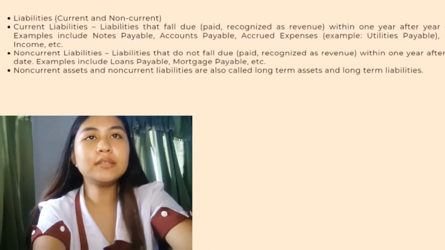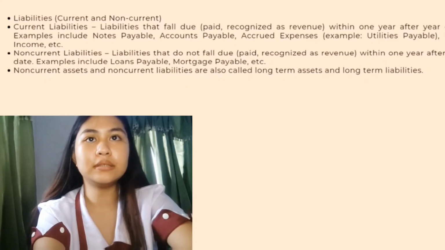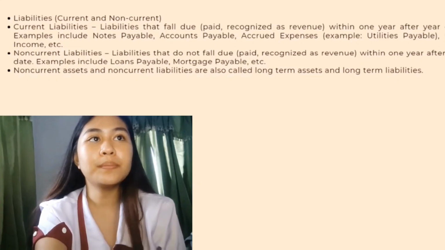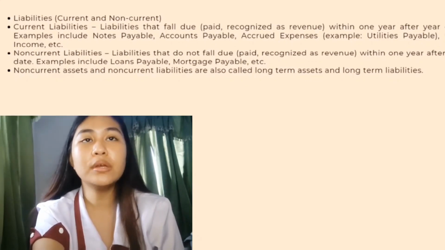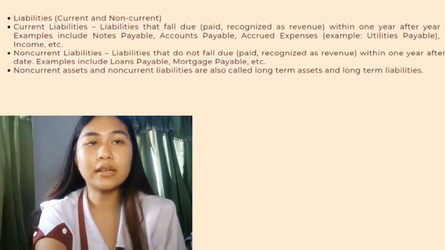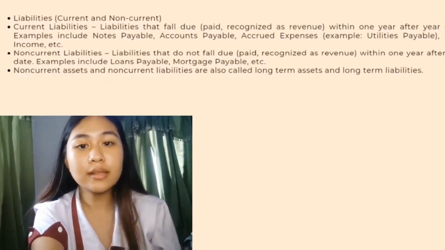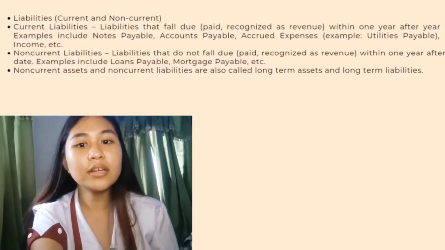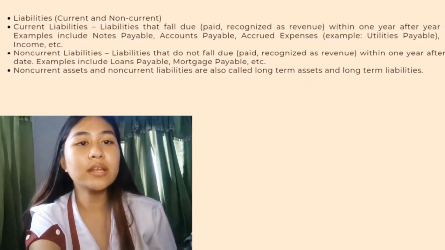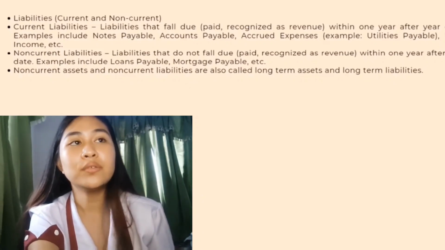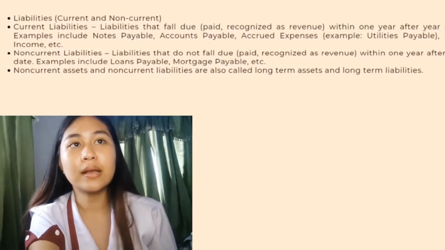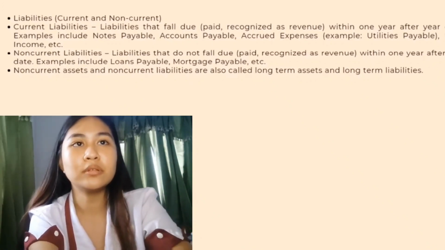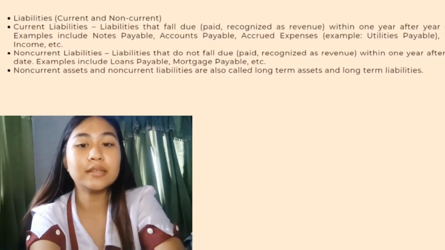So liabilities: current and non-current liabilities. The current liabilities fall due, are paid, or are recognized as revenue within 1 year after year-end date. So, the current liabilities are a company's short-term financial obligations that are due within 1 year or within a normal operating cycle. So this includes notes payable, accounts payable, accrued expenses, for example, utilities payable, unearned income, and etc.